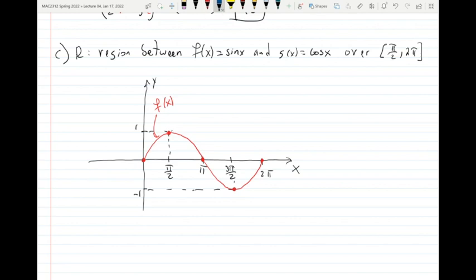And then the function g, that's the function cosine. It's very similar. It's just that it begins at 1. So it begins up here, then it's down here at 0, then down, middle, up. And it has this shape. That's the function g of x.